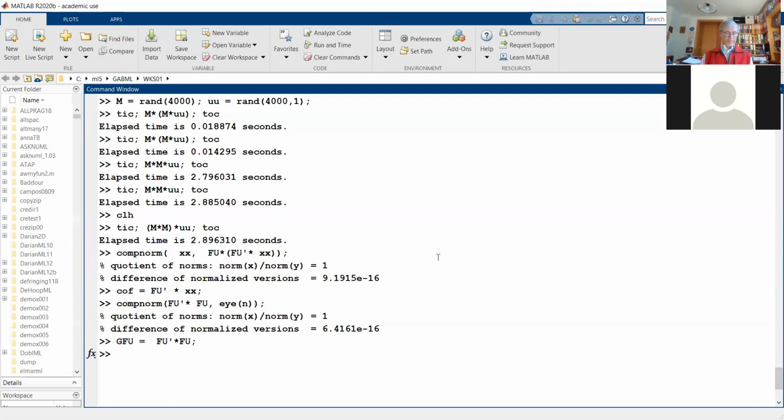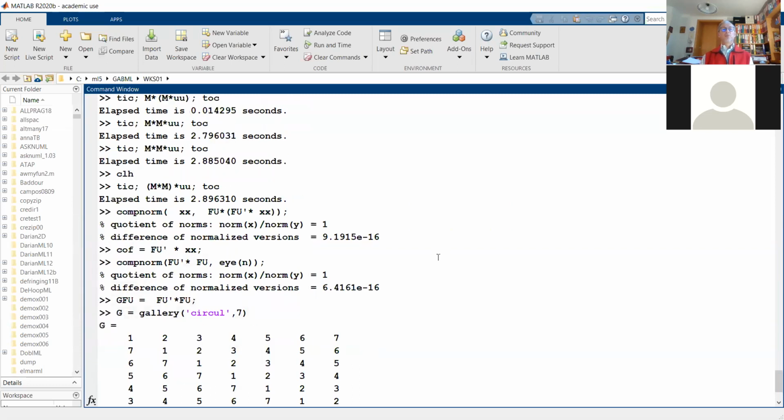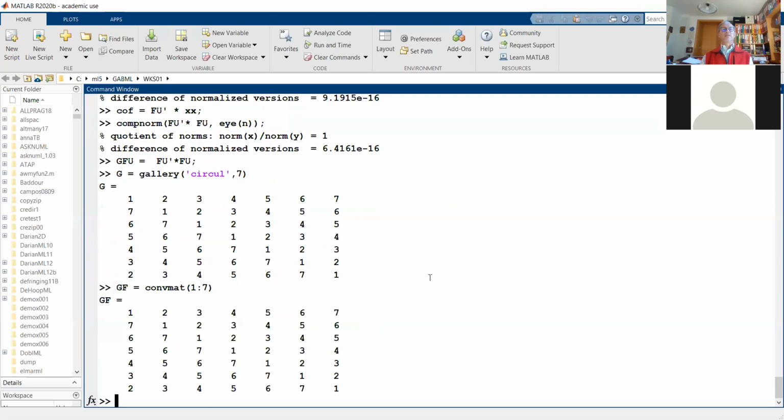Now, I would like to mention that there is also a command in MATLAB which produces more or less the same thing as my conf map. So I would say HGFei or so is the convolution matrix of size 7 with input vector 1 to 7, which would be exactly the same as the MATLAB gallery circulant matrix.